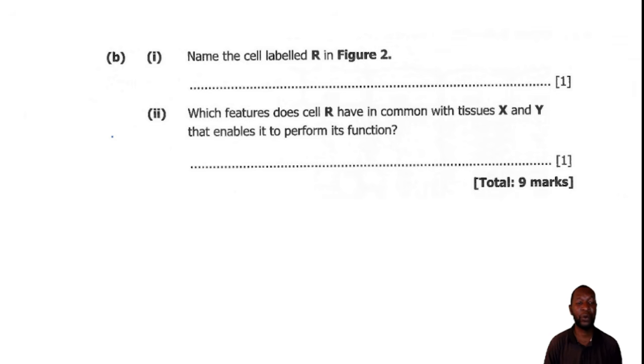Part B1. Name the cell labeled R. Cell R is the guard cell. B2. What feature does cell R have in common with tissues X and Y that enables it to perform its function? The feature that is common in tissue X and Y, which enables cell R to perform its function, is the presence of the vacuole. So these were the answers to question 2.